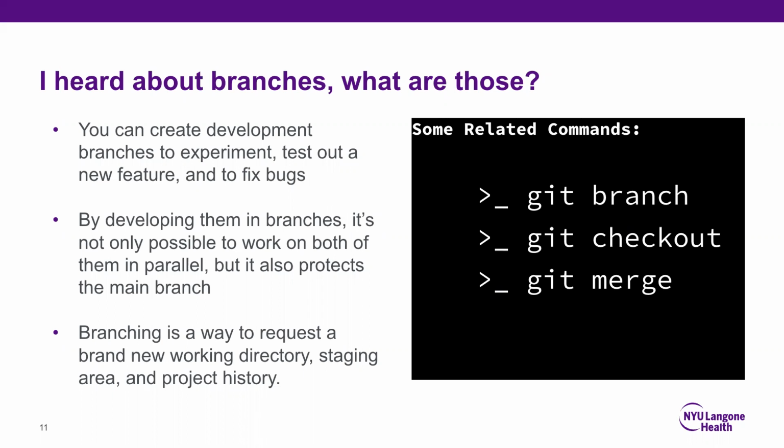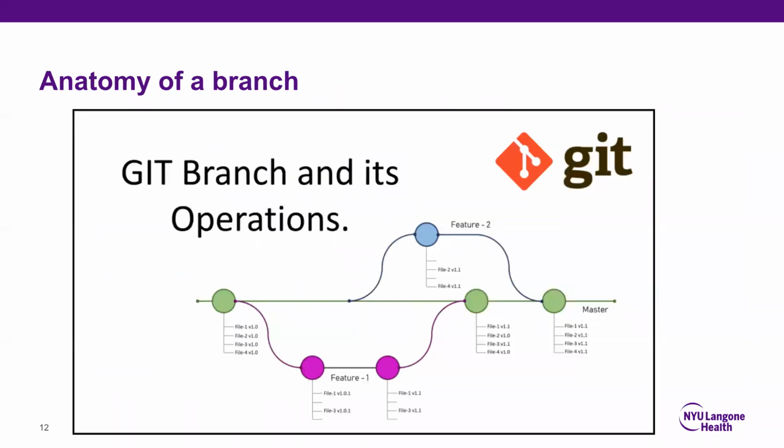Branching is a way to request a brand new working directory, so you can get a full copy of the working directory or certain files from the main branch, as well as a new staging area and project history. Sometimes it's really helpful to visualize what Git is doing. In this case, this is a visualization of a Git branch. We have our initial commit here. We see we have 4 files with version 1. And I want to make some sort of feature.